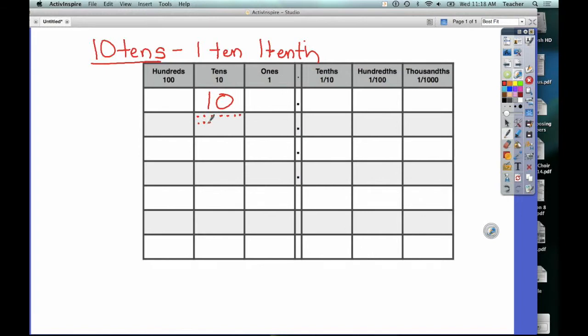How many dots does it take before I get to move them over? 10. So I can get rid of these and move them over here. Then how many do I have here? 1. So what would 10 tens be the same as? 10 hundreds?